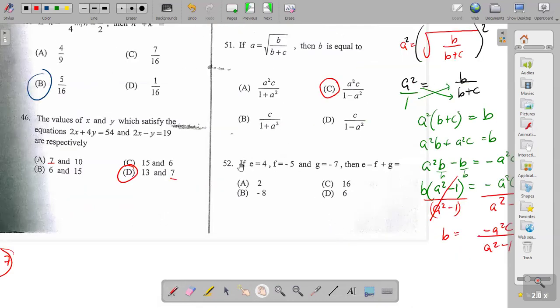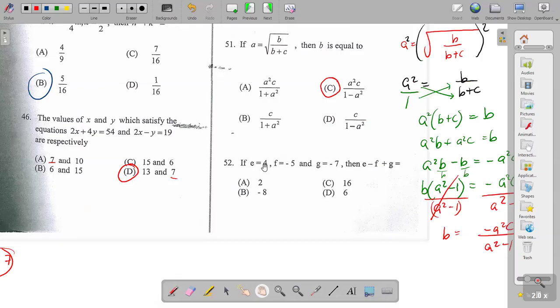52. If E is equal to 4, F is equal to this. This is substitution. So E, let's go. E is 4 minus F, and F is negative 5 plus G, but G is negative 7. So you see what's going on here? This is going to become 4 plus 5 minus 7. So that's 9 minus 7. That's positive 2.